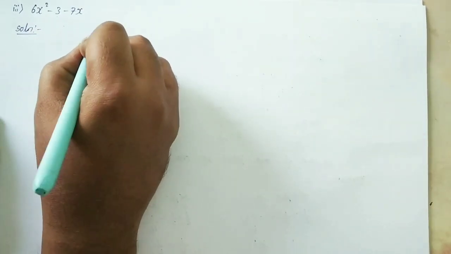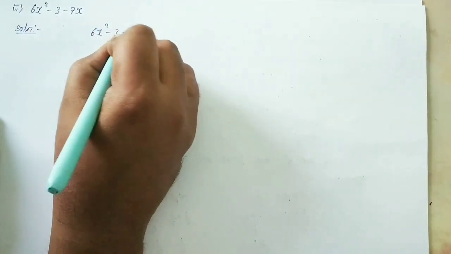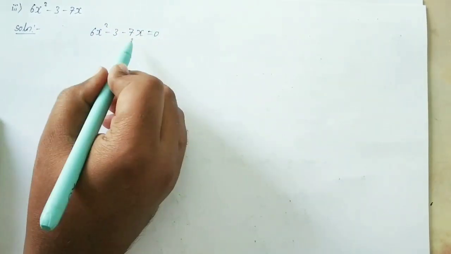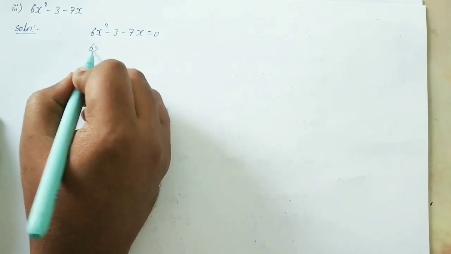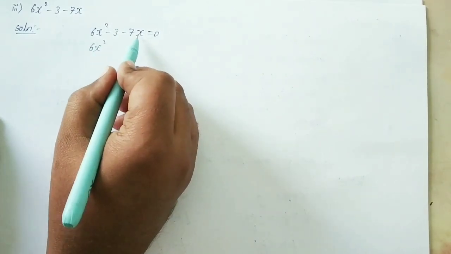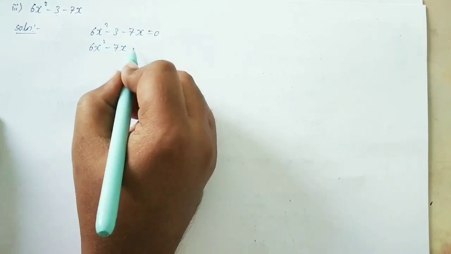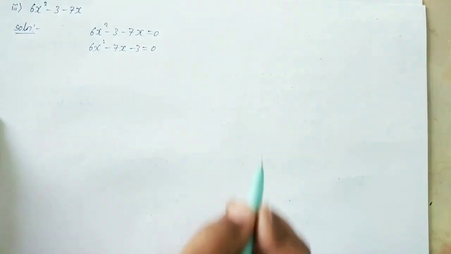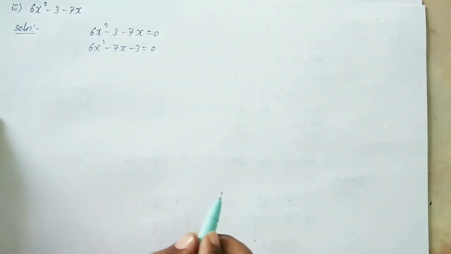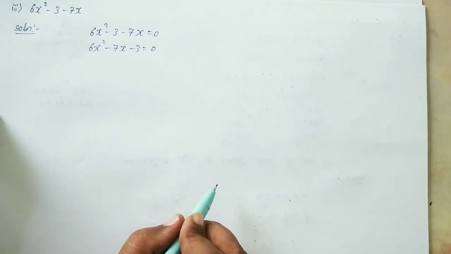So they have given 6x square minus 3 minus 7x is equal to 0. We will rearrange this one. How? 6x square as it is. I will write minus 7x next. Then I will shift minus 3 to the last. So how can we find the zeros now? By splitting the middle term method.